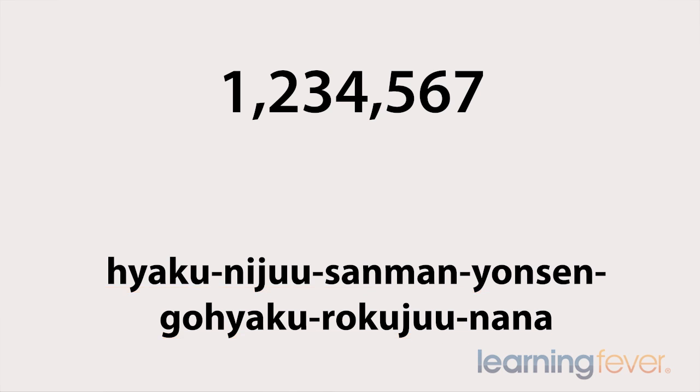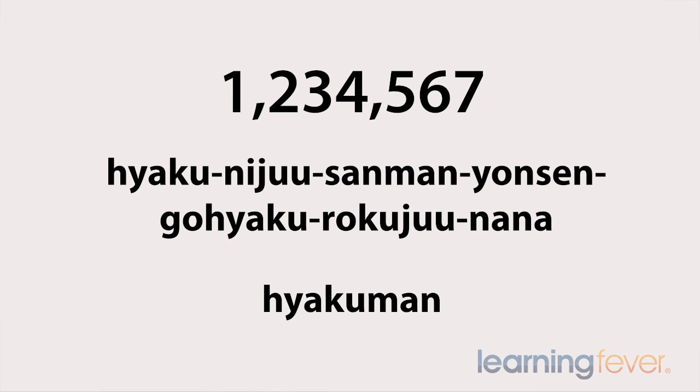In this example, 100,000 splits into 2 parts. 100 is used at the beginning, and man is placed between the 10,000th and the 1,000th position.